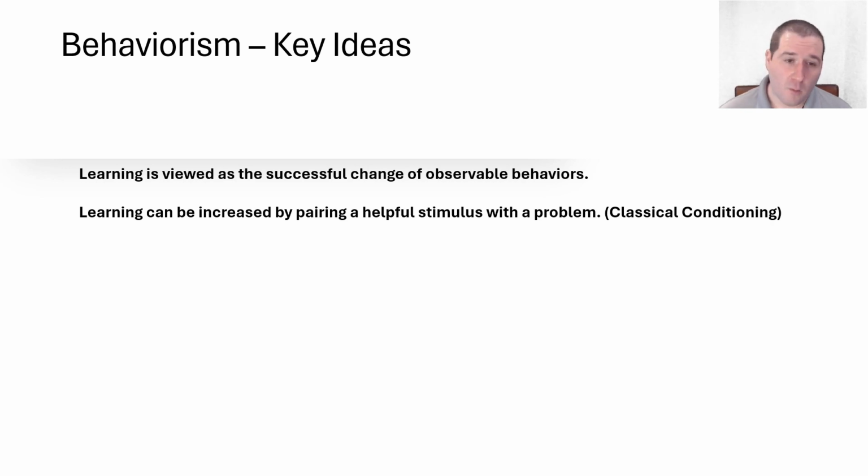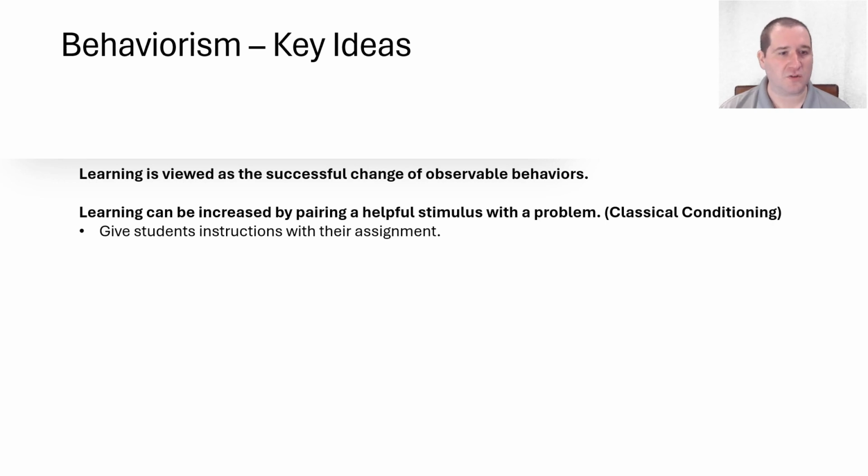Okay, and then one of our first key ideas is that learning can be increased if we pair a helpful stimulus with a problem. Okay, this is what we can steal from classical conditioning. By providing students a helpful stimulus along with the problem, they should have a better chance of success. Okay, what can we do as teachers to encourage this? We can give students instructions with their assignment. Okay, this is classical conditioning, because if the student doesn't know how to do the assignment, they can read the instructions, and eventually they won't need them.